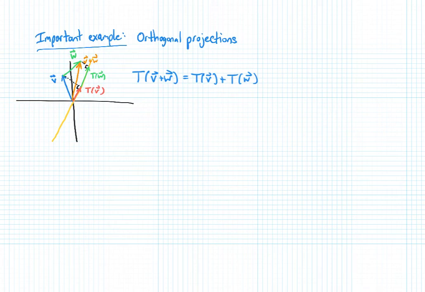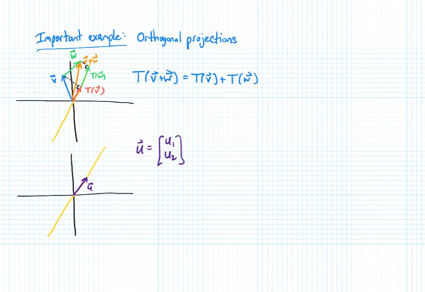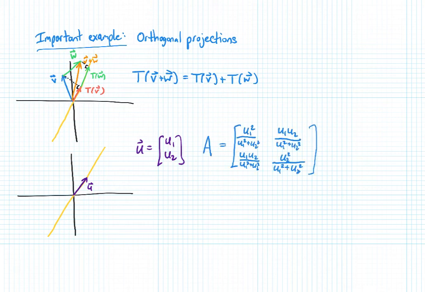So since T is linear, there should be some matrix such that multiplying by that matrix has the same effect as plugging a vector into T. In order to get a formula for that matrix, you need to pick a vector u that points in the direction of the line. If we write u equals (u1, u2), then the matrix that corresponds to this transformation looks like this. You'll notice that the formula is kind of complicated, and I'm not even going to try to explain where it comes from. It is possible to do it using the method of the previous example, but later on we're going to have some better tools that will make it easier and more intuitive.